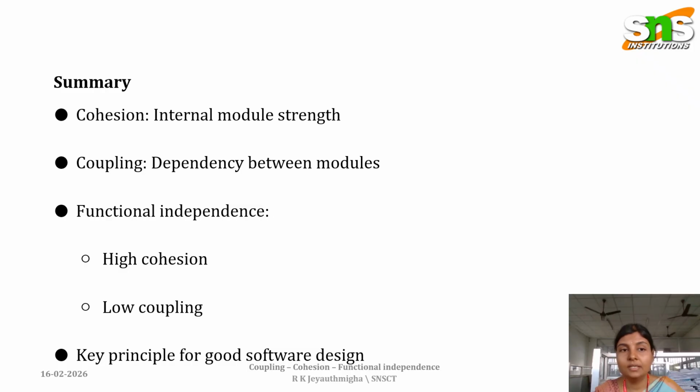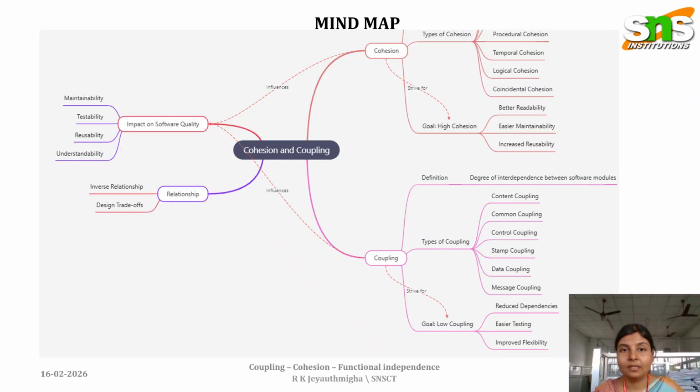Let us summarize. Cohesion, which is the internal module strength, and coupling, dependency between modules, and functional independence, which has to achieve high cohesion and low coupling, the key principle for good software design. This is a mind map.